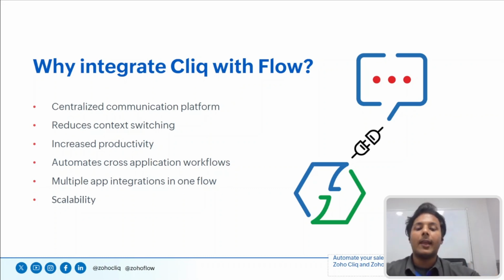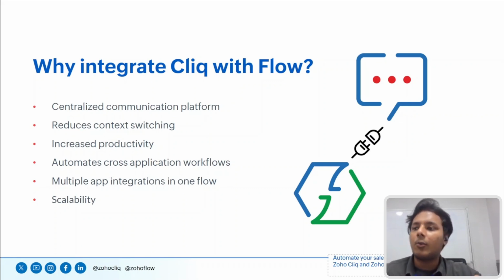First, Cliq provides a centralized communication platform, which means your team doesn't have to switch between different apps to stay updated. All important notifications from various tools come directly into Cliq, right where your team is already collaborating. This drastically reduces context switching, where instead of jumping from app to app, your team can just focus on what matters without any interruption. And with fewer distractions, there's a clear boost in productivity.